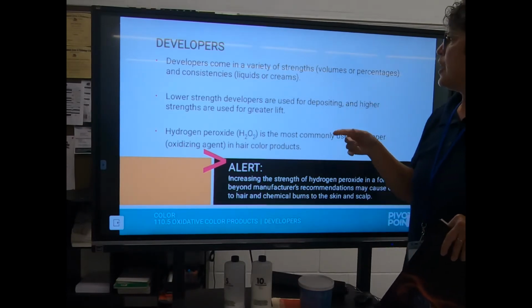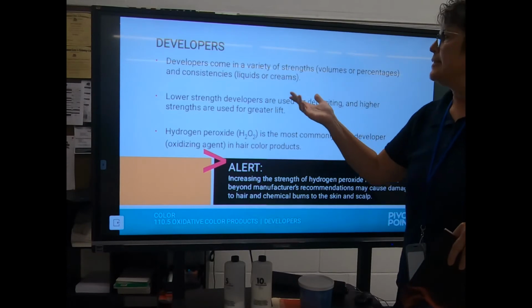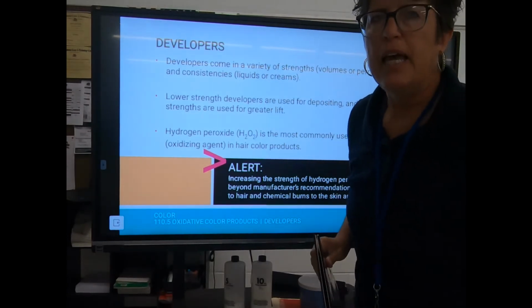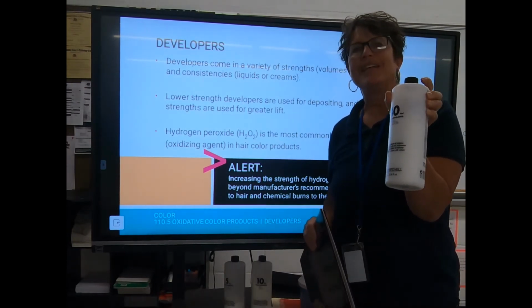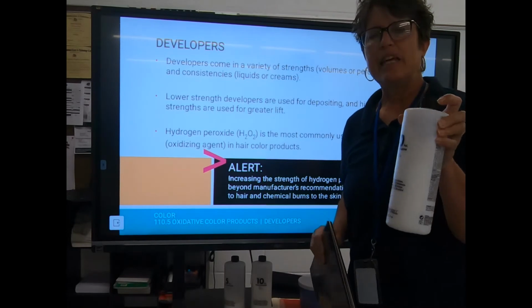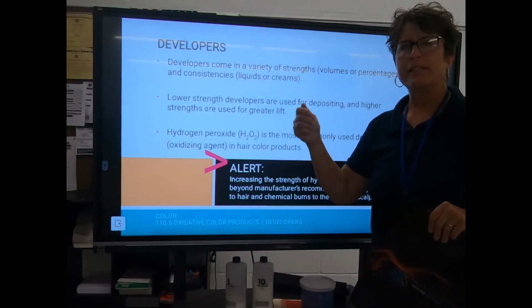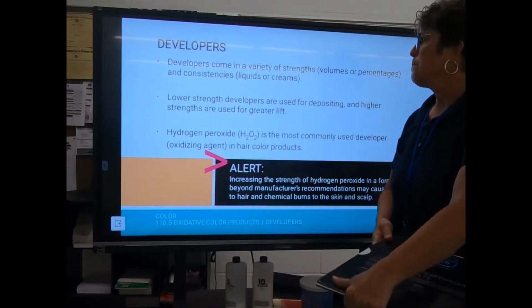All right, your developers. A variety of strengths. You can say volume or percentages, and consistencies, liquids or creams. Here again, I like a cream developer. It looks white like that. A liquid is clear. Okay, this is thicker. Your finished product will be thicker and less likely to be flying off of your tint brush.